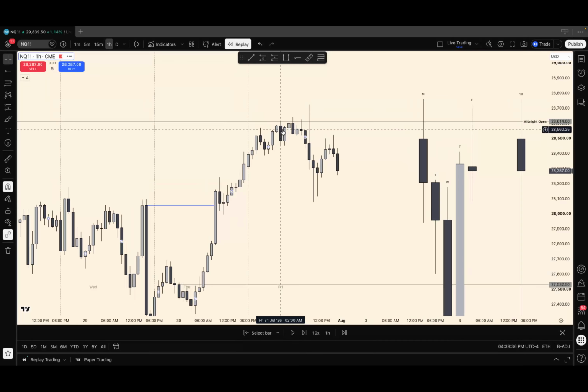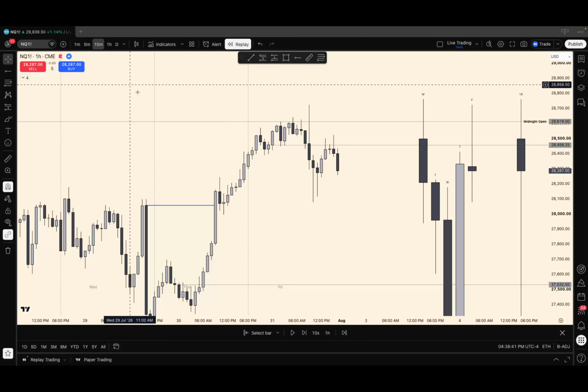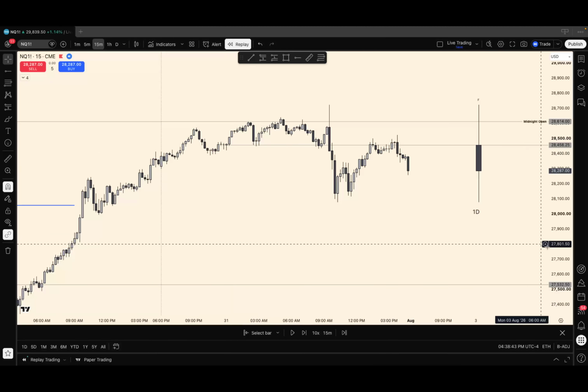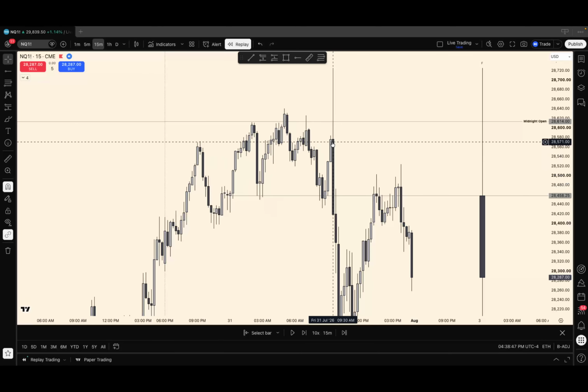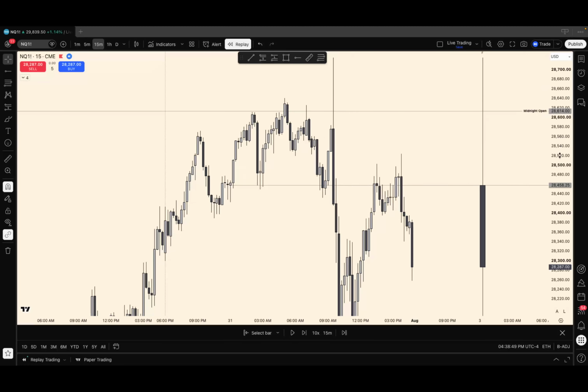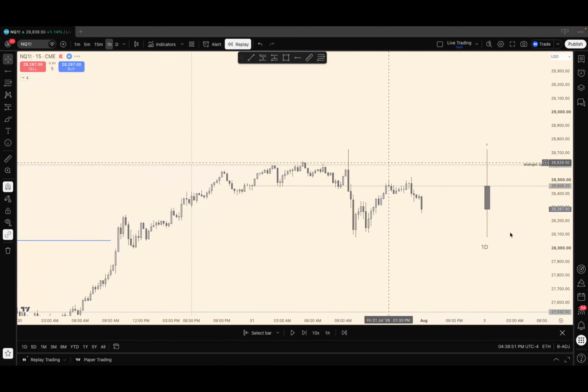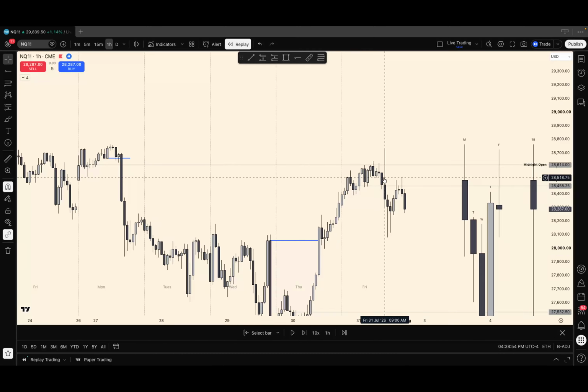Not that much manipulation. I don't remember there was manipulation below midnight opening price, but we can look at that. So midnight opening price is here. We do have a little bit, so that's our manipulation. And then obviously 9:30 just straight up displaces lower. So this could have been a shift.